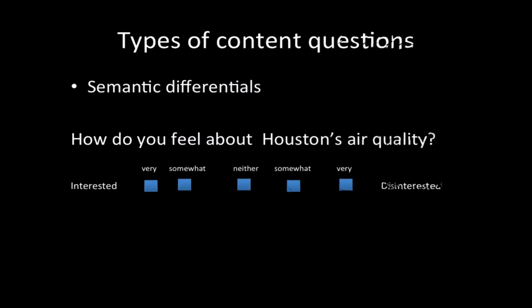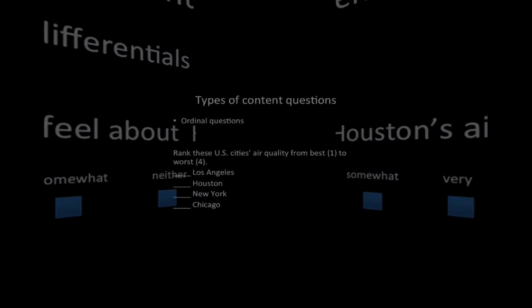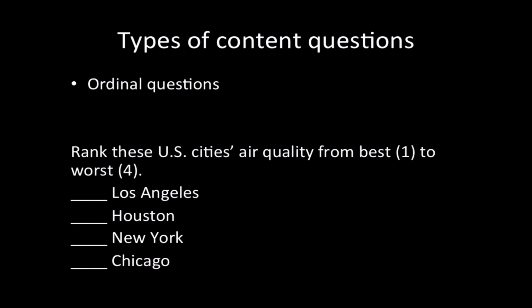A slightly more complicated but revealing question is called a semantic differential. In this kind of question, the respondent must rank their feelings along a continuum of opposite ideas. Here, a person must rank their interest in air quality as an issue. Finally, ordinal questions ask respondents to put responses in an order using numbers. In this example, a respondent has to rank the order of cities' air quality.